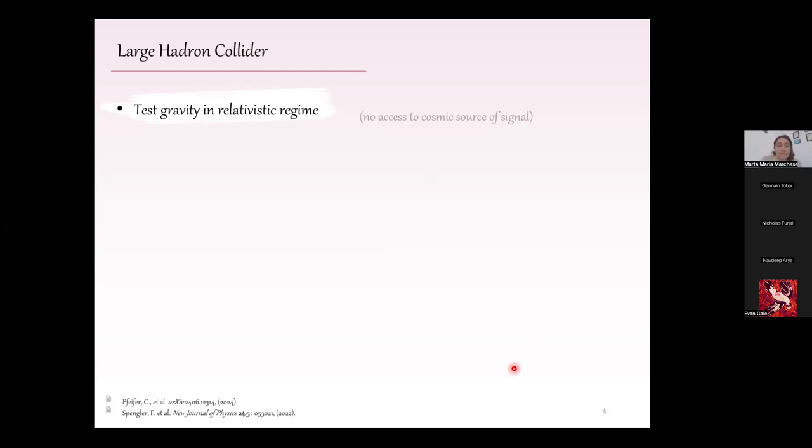By testing gravity in the relativistic regime, what examples of specific tests do you have in mind? I don't have something specific in mind. I mean, in our case, we would like to test the gravitational field, to have a measure of it.